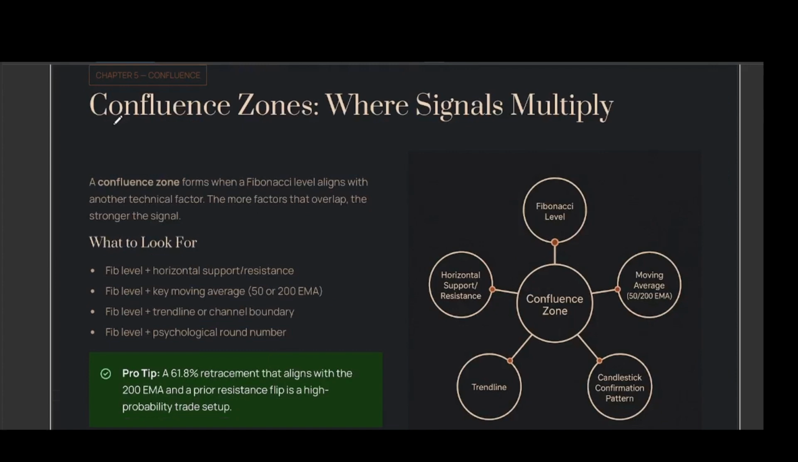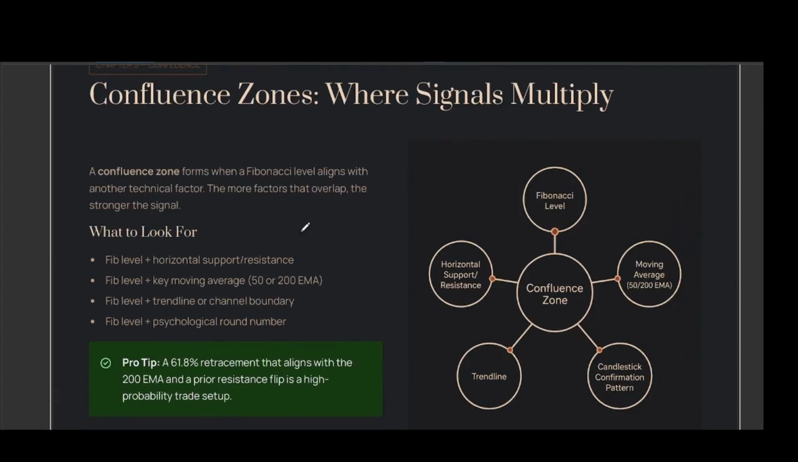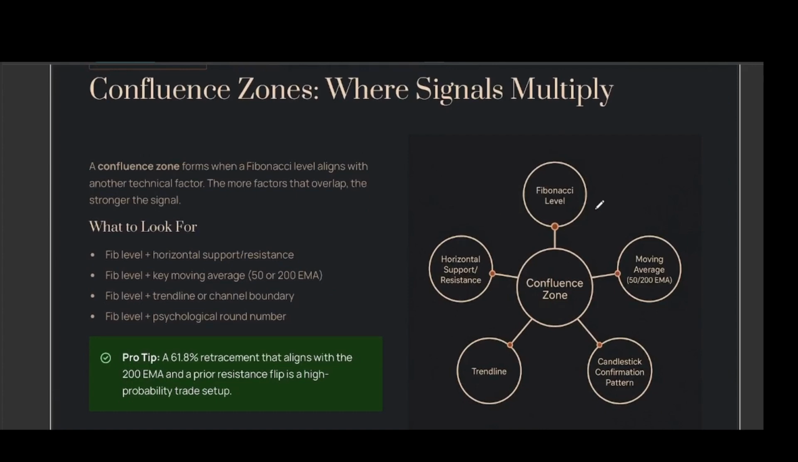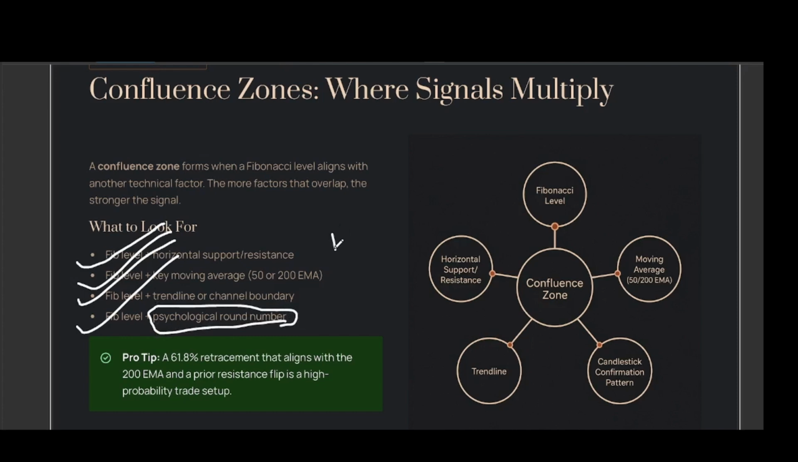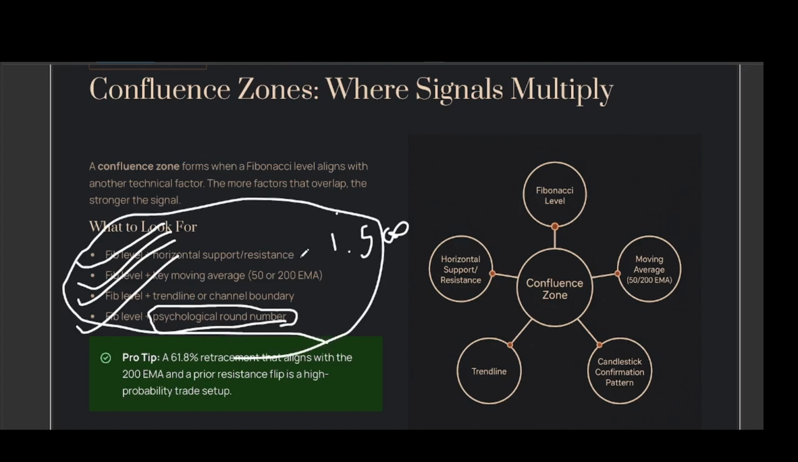And next thing, how are these zones made? You have different strategies which I'm going to tell you here. You can either pair up Fibonacci levels with support and resistance, Fibonacci levels with moving averages, Fibonacci levels with trendlines or channel boundaries, or Fibonacci levels with psychological round numbers. Psychological round numbers are basically numbers with zeros at the end, like 1.5800, 1.200, the end of numbers like 100, 200, 300. These numbers are called psychological levels, and these are four strategies which you can easily use.